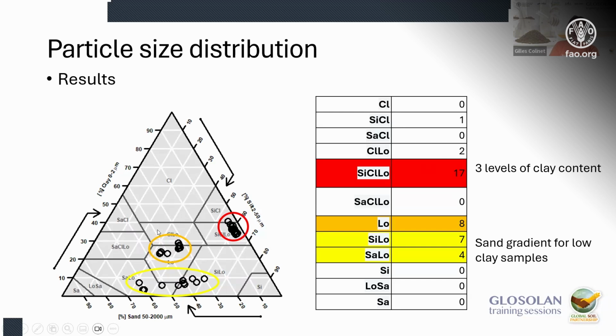We have an intermediate group here with 8 samples, which are on the loam side. And then we have here another group composed of 2 groups with the lowest clay level, and it seems that there is a kind of a gradient of sand within this group.